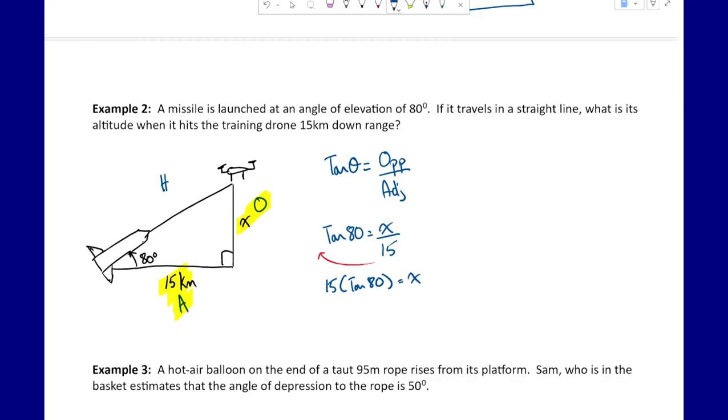This is now just a calculation, and we get 85. Yeah, we'll round to 85. So 85 kilometers is equal to x. So that means that this drone is 85 kilometers in the air, right? So pretty high.